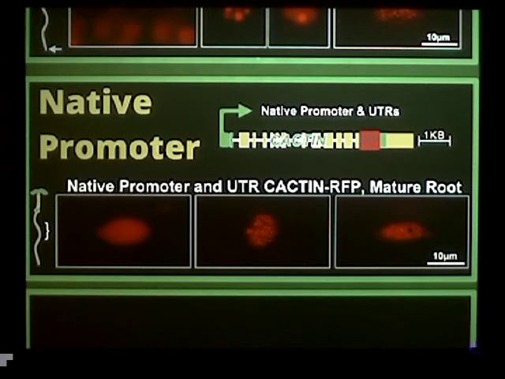One thing you might be wondering is these constructs I had shown you thus far were all done with this 35S very strong ubiquitous promoter we use in the lab a lot. But I also made a construct using cactin's native promoter, as well as its native 3' untranslated region and 5' untranslated region, also with a C-terminal RFP tag in it. And when I transformed this into plants and looked at them on the microscope, I see the exact same patterns. So I don't think these patterns I'm seeing are an artifact of the promoter.